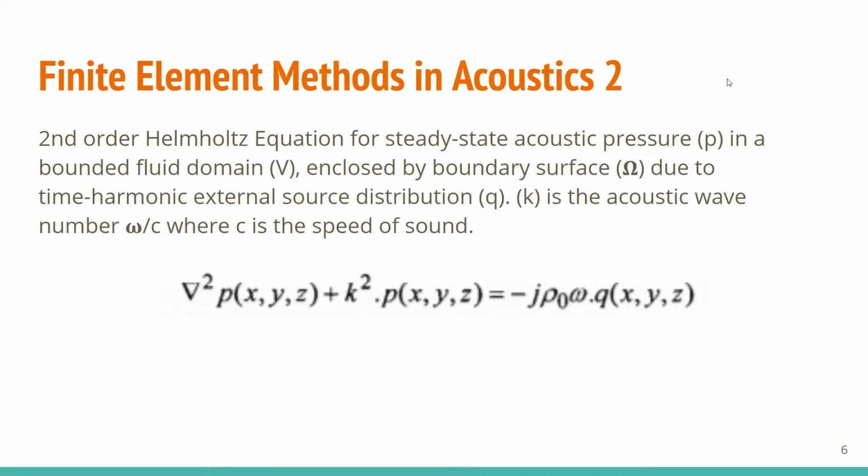So to start off with, we have to do the basic fundamental equation that everything's going to be based off of. This is the second order Helmholtz equation for steady state acoustic pressure, P, in a bounded fluid domain, V, which is the volume of the fluid, enclosed by boundary surface omega due to time harmonic external surface distribution, Q. K is the acoustic wave number, omega over C, where C is the speed of sound.